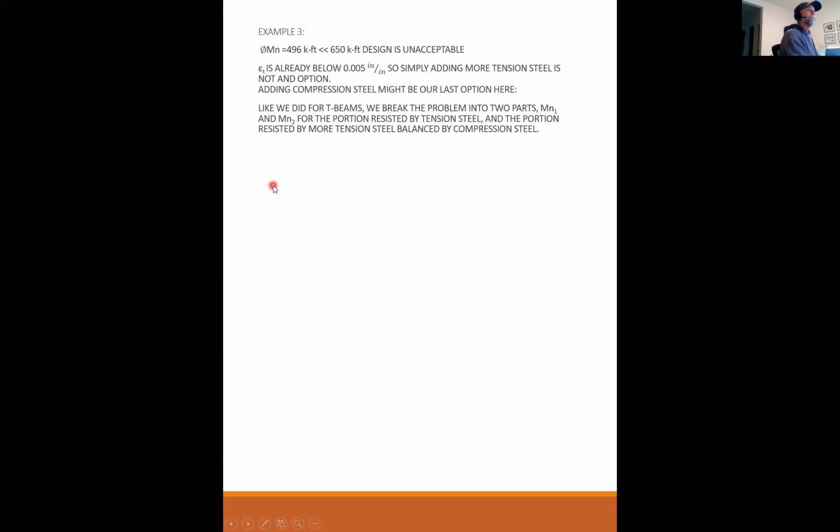Well, this is where I would need to look at another option, because epsilon sub t is already below 0.005. So just adding more tension steel is not an option. That would just make this even lower. So I have to add compression steel. Like we did for T-beams, we break the problem into 2 parts, Mn1 and Mn2, for the portion resisted by the tension steel and the portion resisted by more tension steel balanced by compression steel.